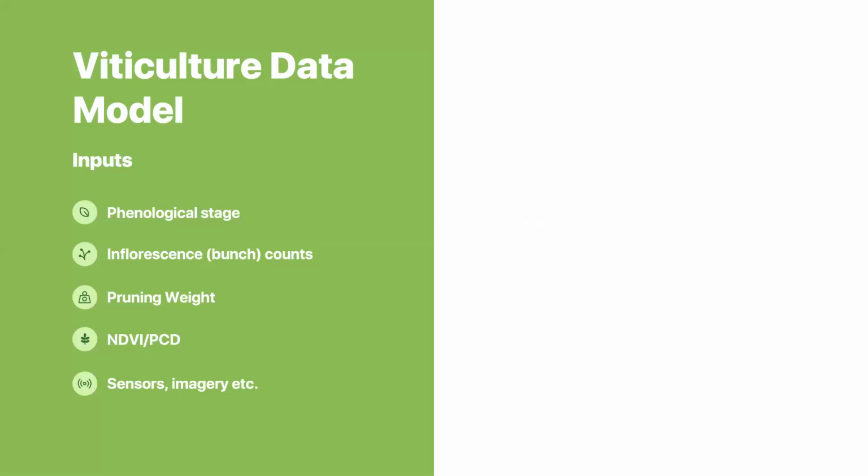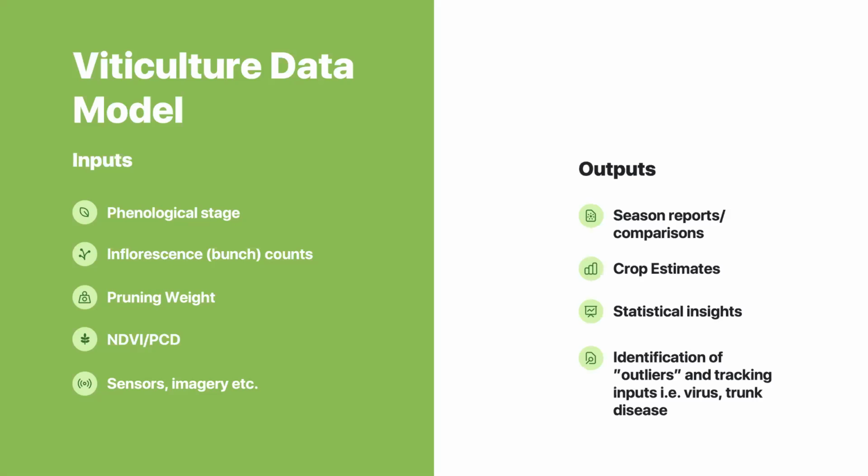And so therefore, in the viticulture data model, what sort of inputs could we have? Well, there could be data collected through scouting, such as your phenological stage, your bunch counts for crop estimates, pruning weights, number of nodes retained after pruning, things such as top-down NDVI and PCD imagery that Ollie was talking about, or side-on collection from sensors or other forms of imagery. And one from the first session that we looked at was the GoPro imagery being collected by Bitwise Agronomy in their first session.